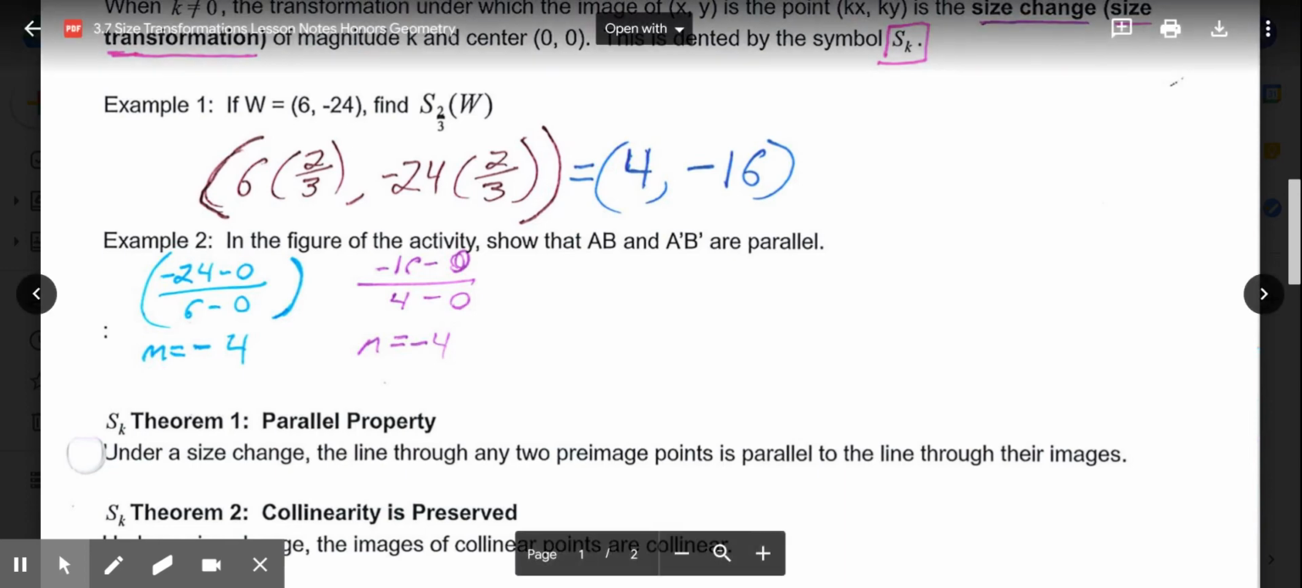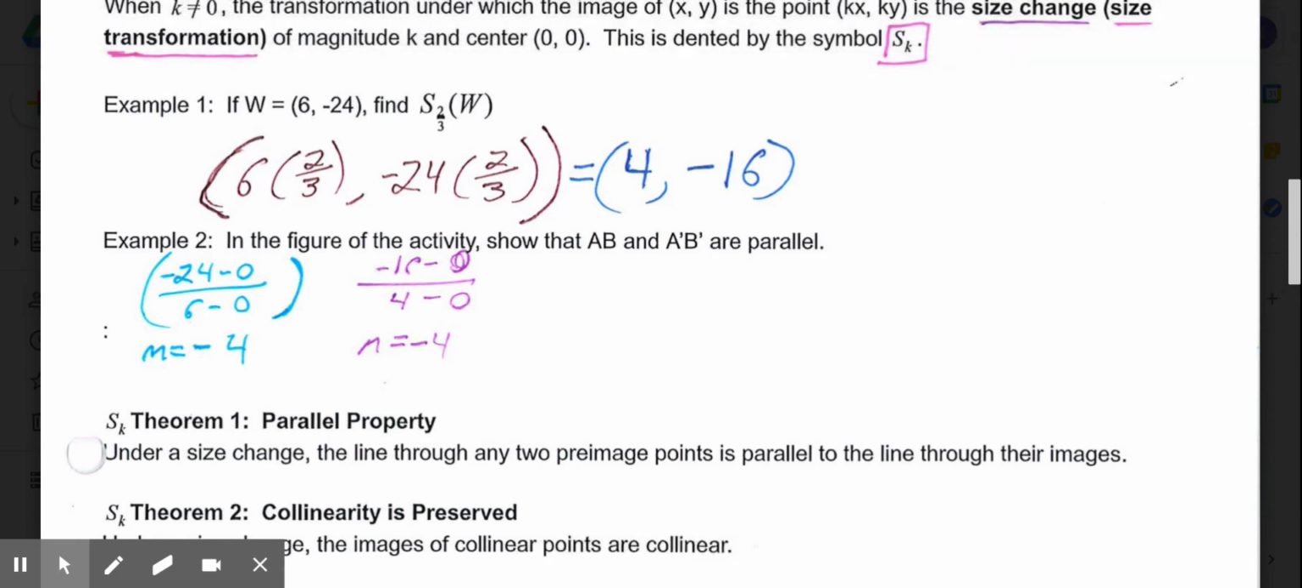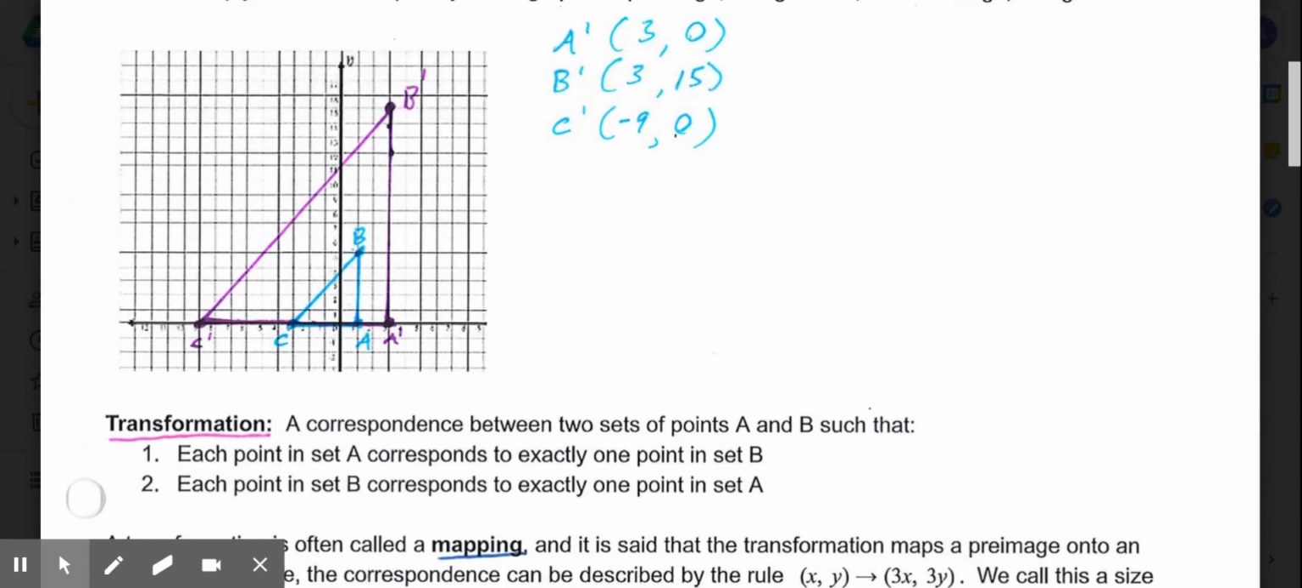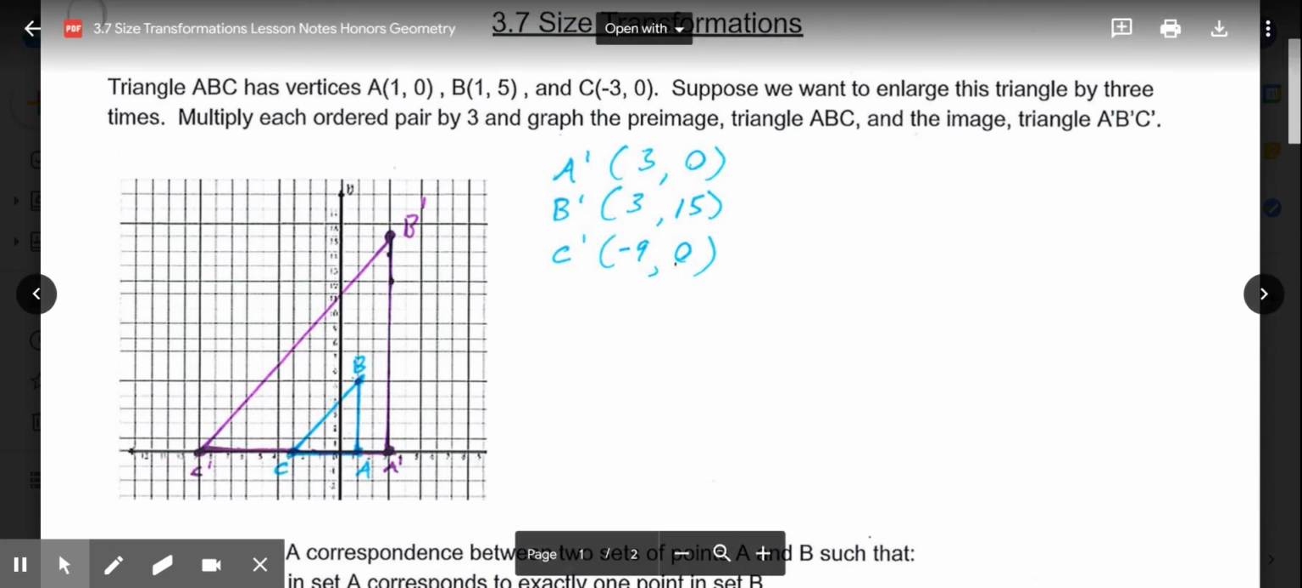So in other words, change in y, -24 minus 0, over change in x, 6 minus 0, would mean that has a slope m of -4. The -16 minus 0 and the 4 minus 0, so change in y over change in x, also gives me a slope of -4. Or if I look up here, change in AB, so from B to A, would be 5 minus 0 over 1 minus 1. It's a vertical line, so it's undefined. Same with this one, A prime B prime. It's also undefined, or a vertical line, so they are parallel.